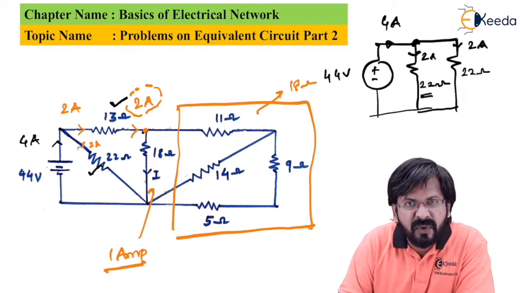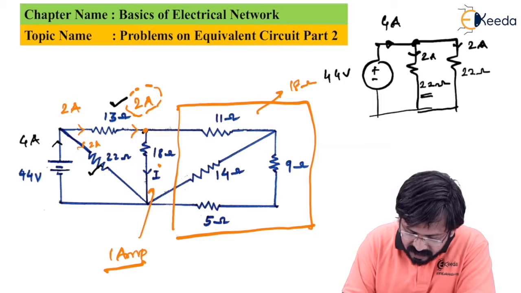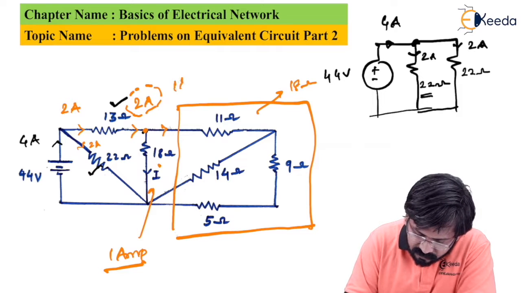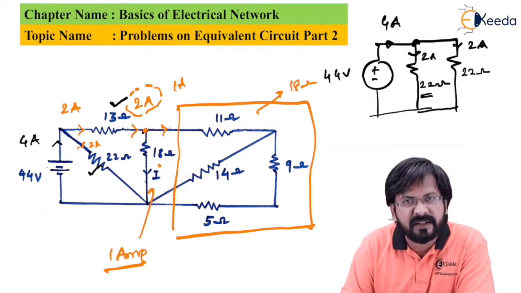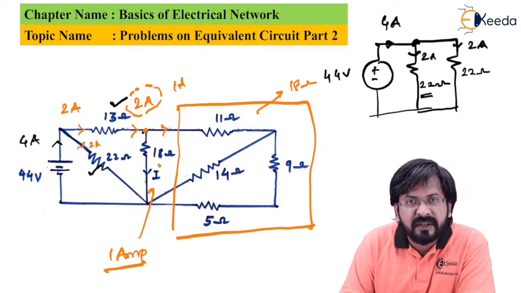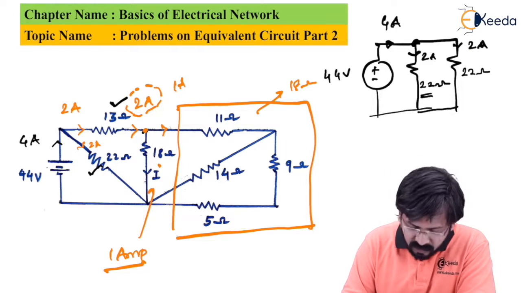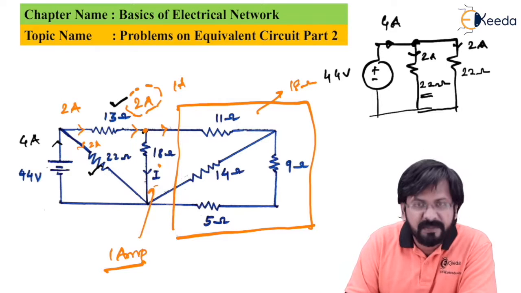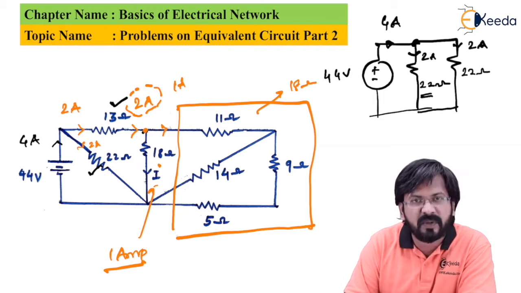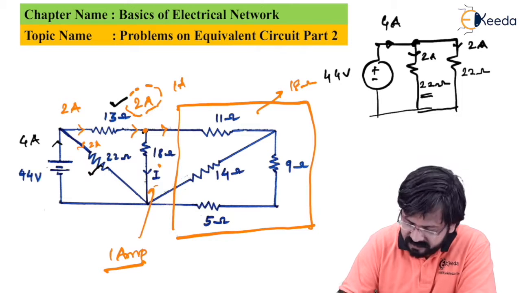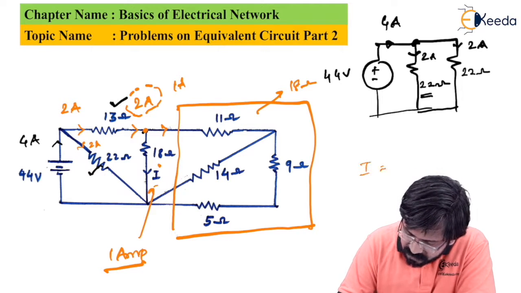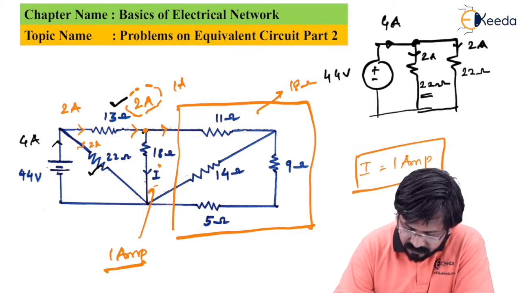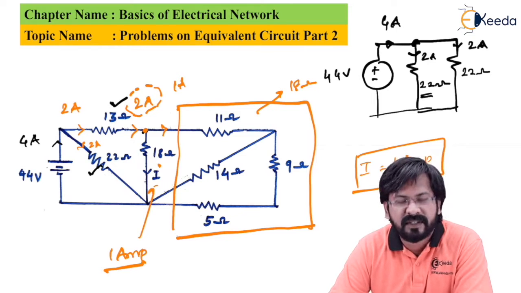1 ampere will flow in this 18 ohms and the remaining 1 ampere will go through the rest of the circuit. But the current that they are asking you is nothing but this I, and by simply applying the current division rule, we got this I to be 1 ampere, and that is our answer. So I is equal to 1 ampere is our answer. I'm sure you understood this problem. Now with this, we can start with our next problem.